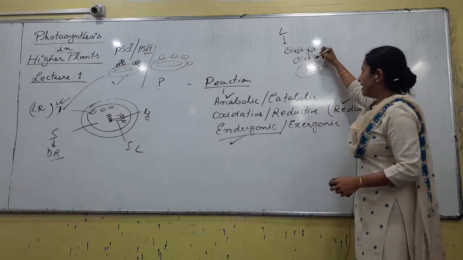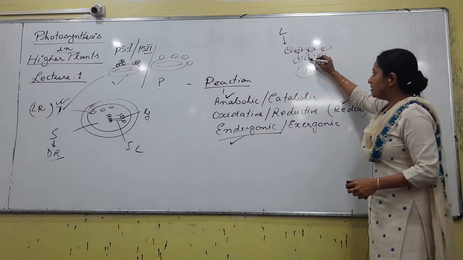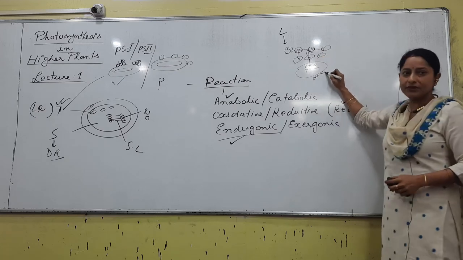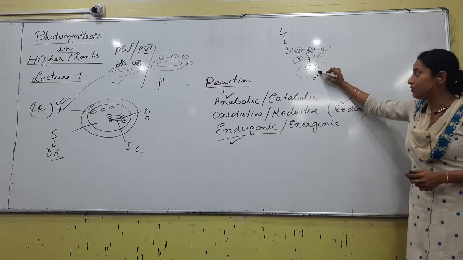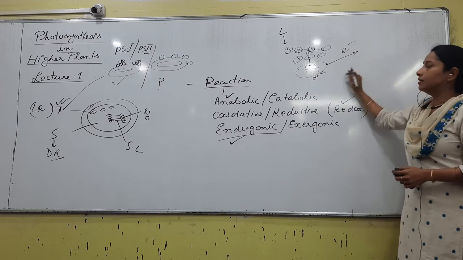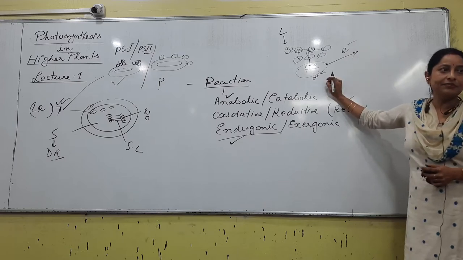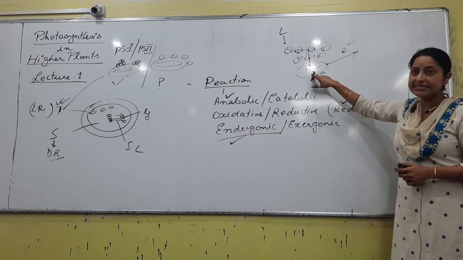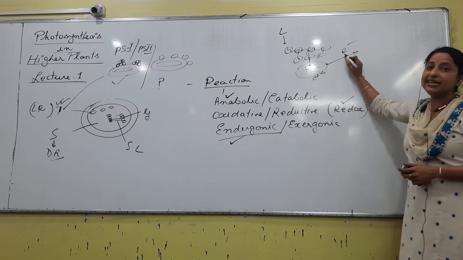They will distribute, they have different names, we'll discuss later. Ultimately, the light will come to the reaction center. This is nothing but chlorophyll A. Right? Once the light falls on the chlorophyll A or reaction center, what will it do? Electrons, it will get excited, right? So it gets excited and ultimately it releases an electron.